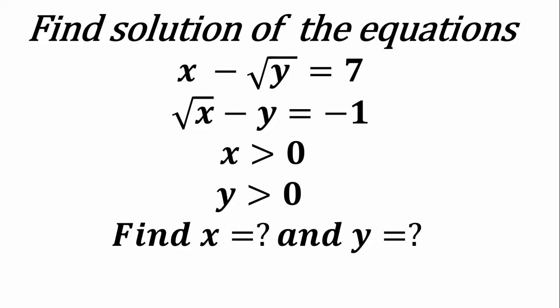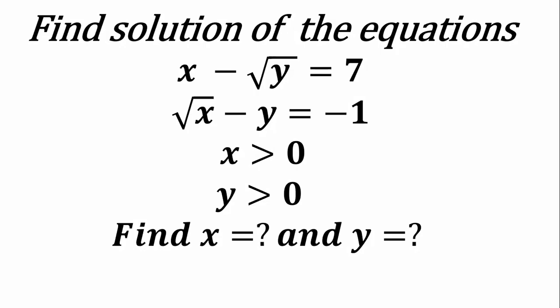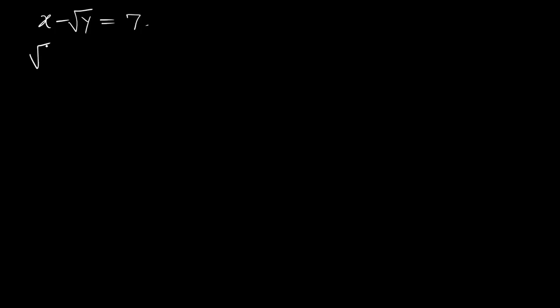Let's solve this particular problem. Let's begin. The problem is: x minus the square root of y is equal to 7, then the square root of x minus y is equal to minus 1. Find the solution. Let's say this is equation 1 and this is equation 2.